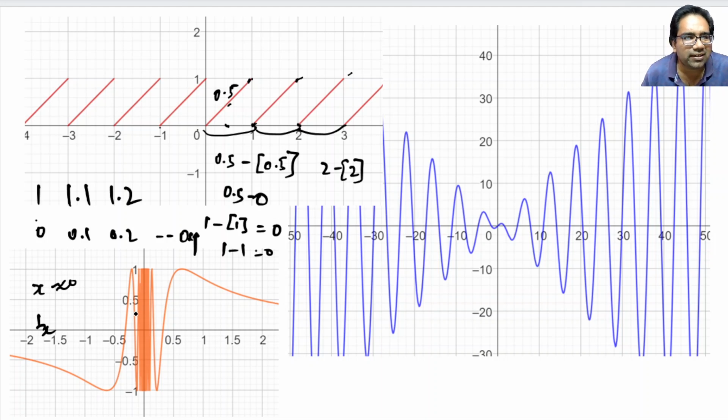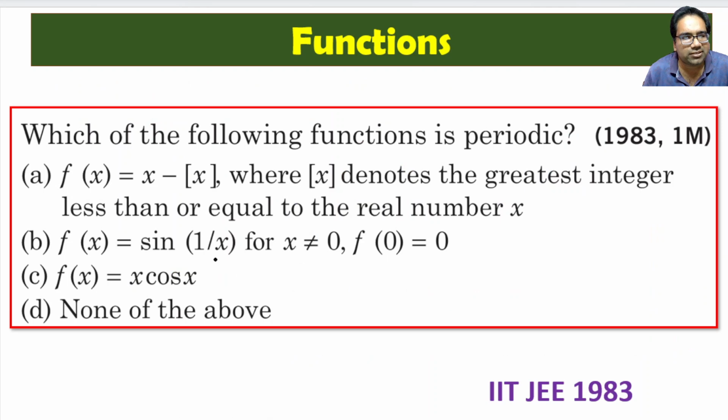Right. But definitely sine 1 by x is not periodic, because periodic means after every constant period, the graph should repeat itself. There is no way this graph will repeat itself, because it is 1 by x. Sin x repeats itself, but 1 by x fluctuates a lot. When x becomes large, it doesn't fluctuate, it will remain close to 0. But when x becomes smaller and smaller, this graph fluctuates a lot, because 1 by x becomes larger and larger. So this function is definitely not periodic. Sin 1 by x is not periodic.